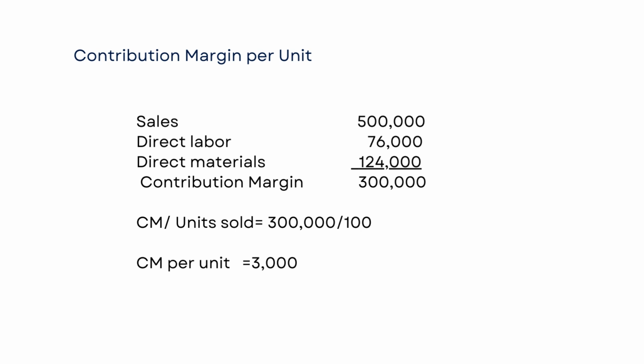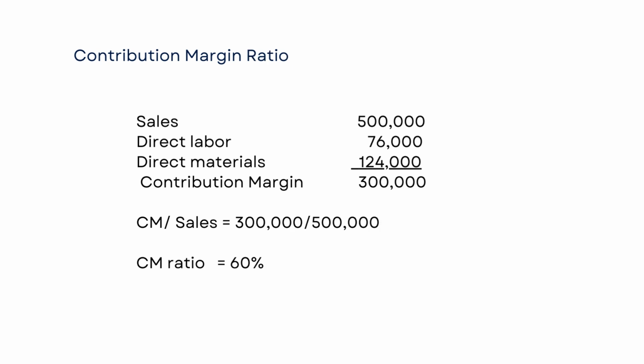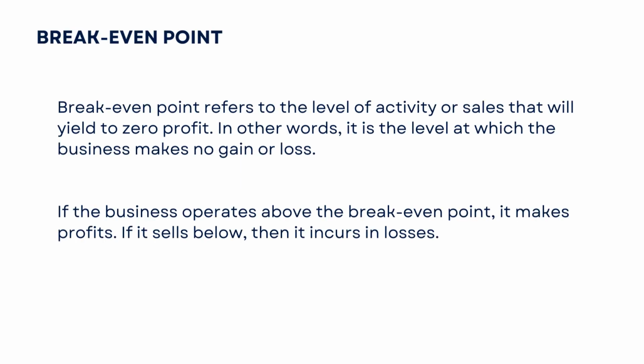And we also know the formula for the contribution margin ratio. So you just have to divide the contribution margin to the total sales. So 300,000 divided by 500,000, our contribution margin ratio is 60%. So that's it. Madali lang yung contribution margin. Let's proceed to the break-even point.